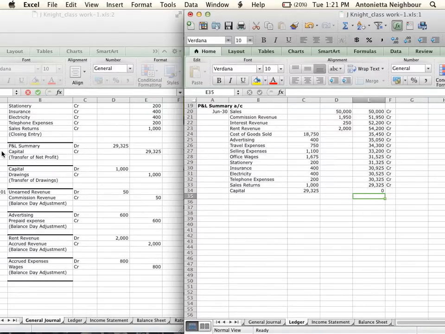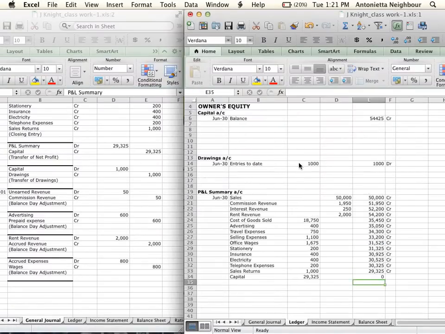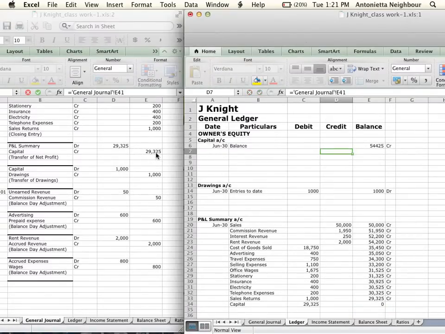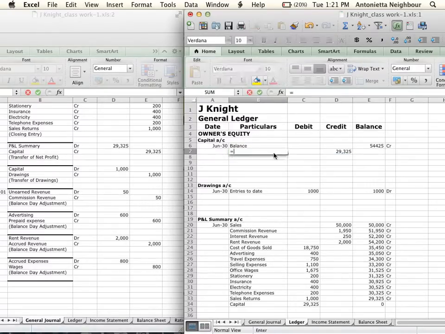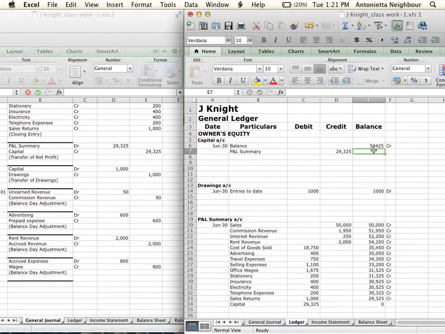Now I want to complete this line here. Capital is credited because we need to do the capital account as well. So I go up to capital. I'm going to credit it by 29,325. The account that was debited by that double entry was P&L summary. The balance of the account now has increased to 83,750, and that's a credit balance. Any questions about that double entry posting?